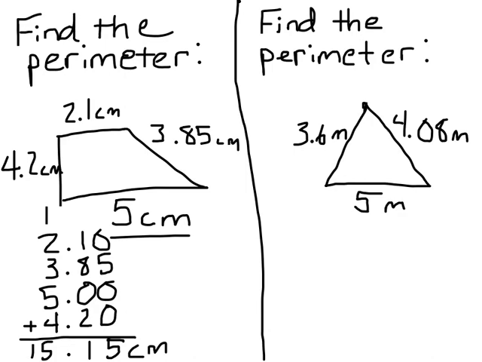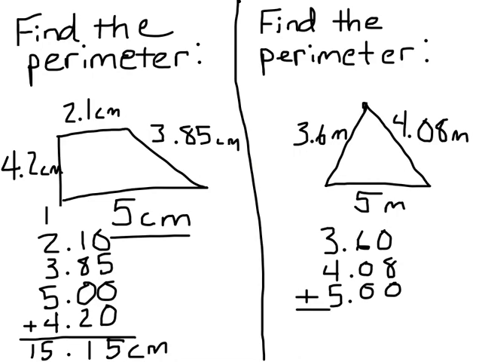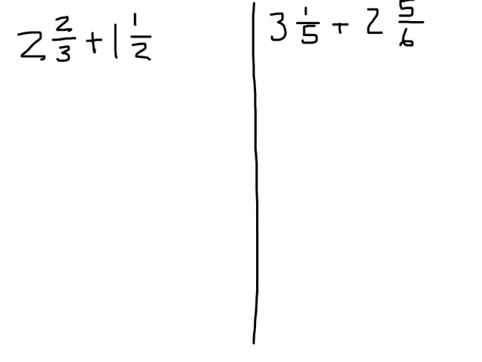Now you try one. What's the perimeter of the shape on the right? Well, I can line up my decimals. 3 and 60 hundredths, 4 and 8 hundredths, 5 and 0 hundredths. When I do, I get 8, 6, 3 plus 4 is 7, plus 5 more is 12, 12 and 68 hundredths meters.